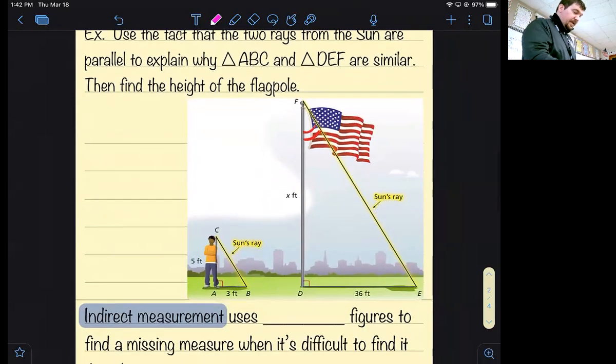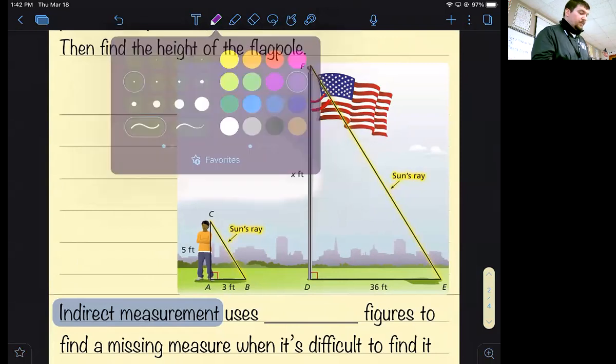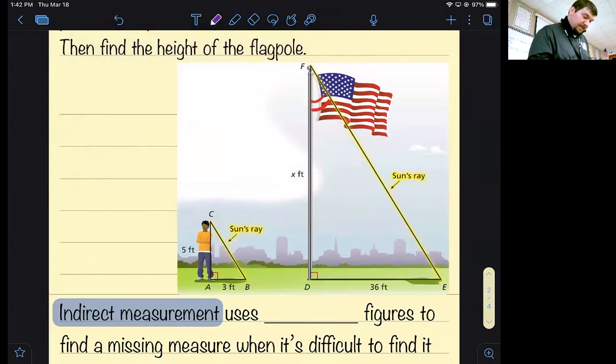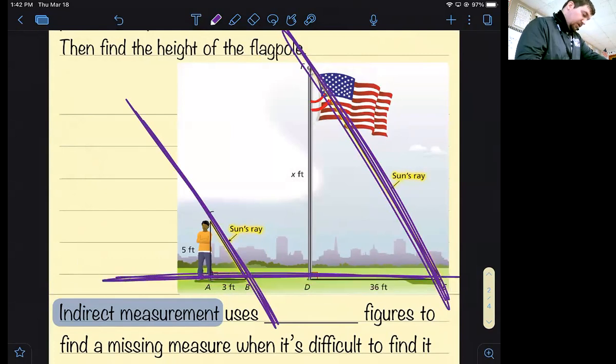Okay, what they're trying to do is show you why this works before we do it. What they're trying to say is because I have a parallel line there and a parallel line there crossed by the ground, and the ground's the same, we'll say that's a transversal. What we're going to see then is that this angle here and this angle here are the same because they're corresponding. And this is a right angle and this is a right angle and they're the same because they're corresponding.